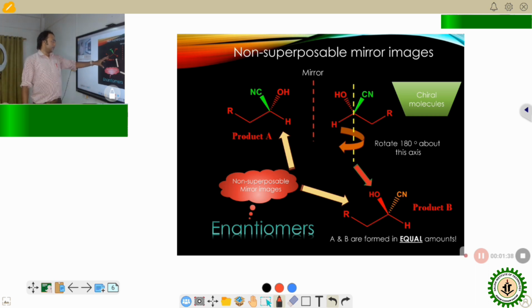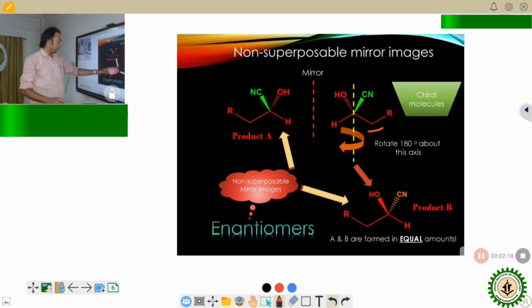In the first case, where the cyanide attacks from the front face, we get a product A, and if we imagine a mirror and take a mirror image of that, like this one, this is a mirror image of product A. Now we simply rotate this molecule through this yellow axis, and we get the product B. Product B forms, as you remember from the previous slide, from the attack of cyanide from the back face, whereas product A is from the cyanide attack from the front face.